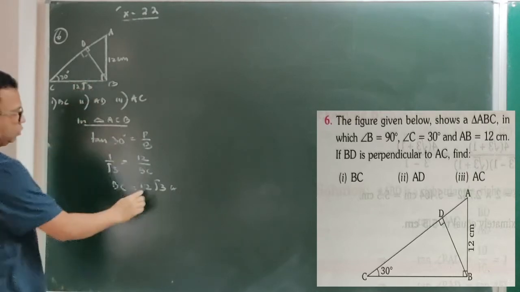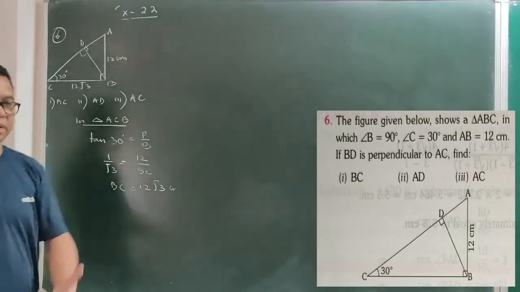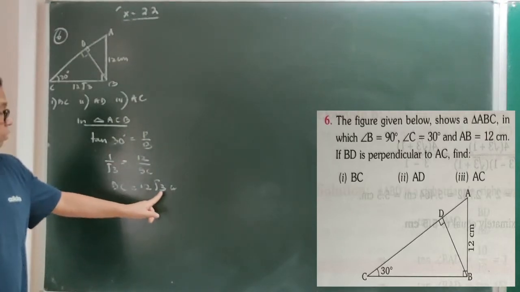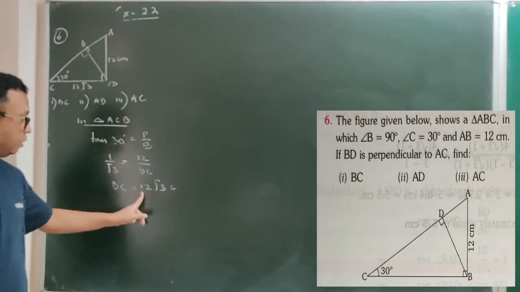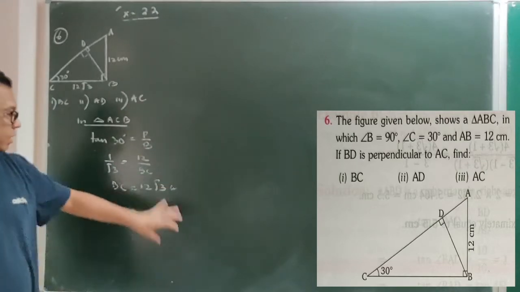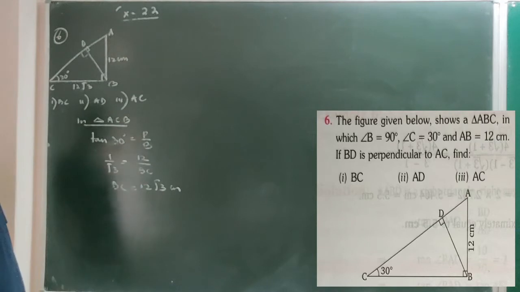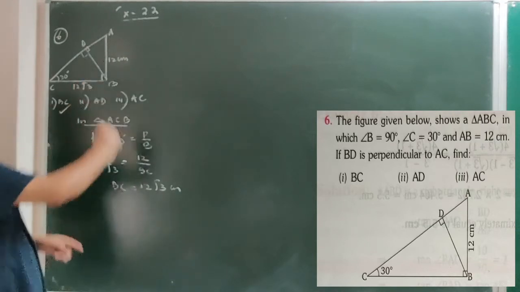I am leaving my answer in root 3, but those of you who want to tally with the back answer, which is given in decimal, put the value of root 3. Root 3 value is 1.732, multiply 12 with 1.732 and you will get your answer. But you can keep your answer this way also, 12 root 3. So I got the answer to the first part, BC.